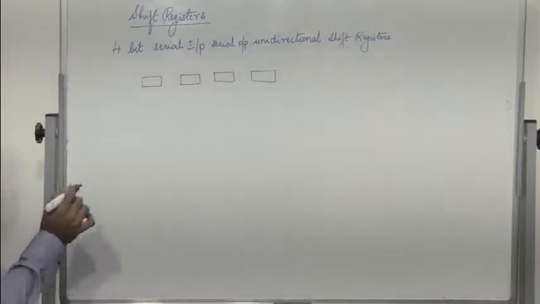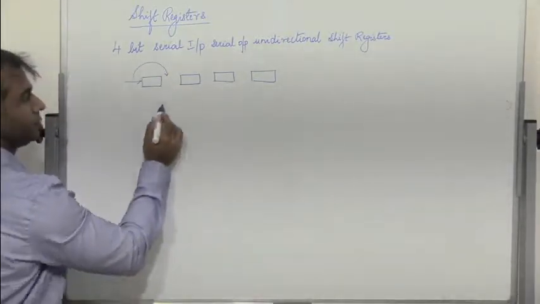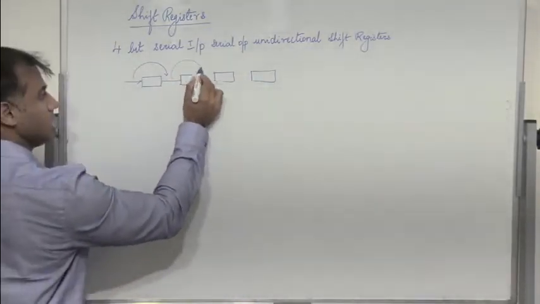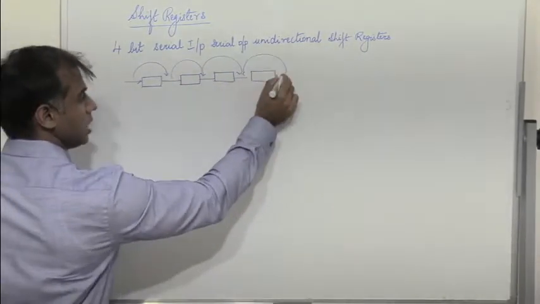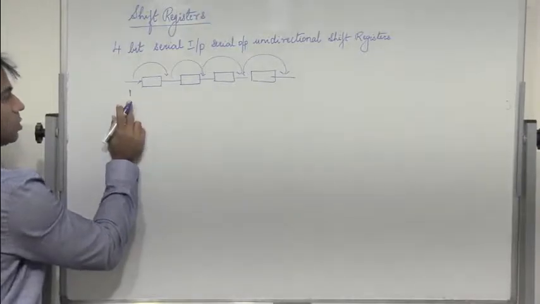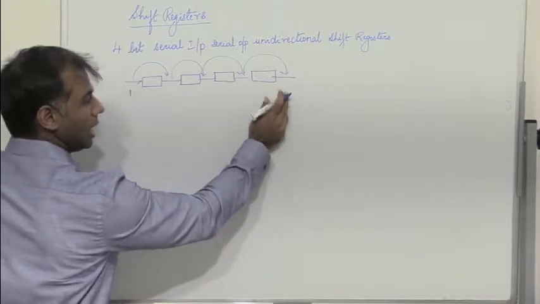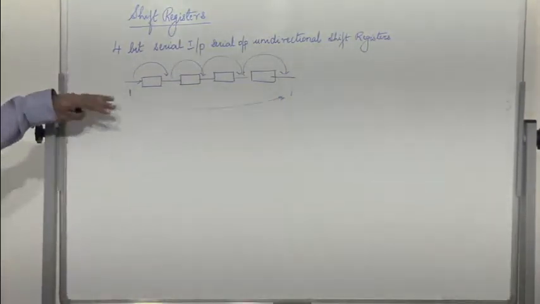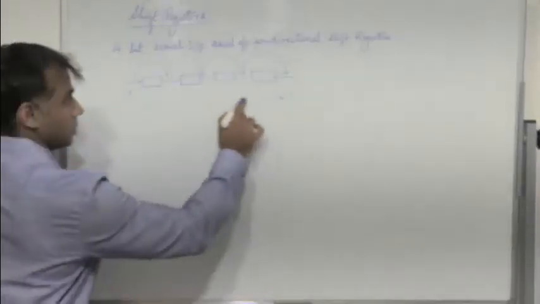So what do you mean by serial input? I give data to the first flip-flop. After the clock pulse, this data moves here, okay? And becomes the input to the next flip-flop. After the next clock pulse, this data will go here. After the next clock pulse, this data will come here. And after the next clock pulse, this data will come here. Okay? So therefore, if the first bit is 1, this 1 will come here after 1 clock pulse, after the second, after the third, and after the fourth clock pulse, I get the data at the output. So this is essentially a serial input, serial output shift register, which is unidirectional in one way.